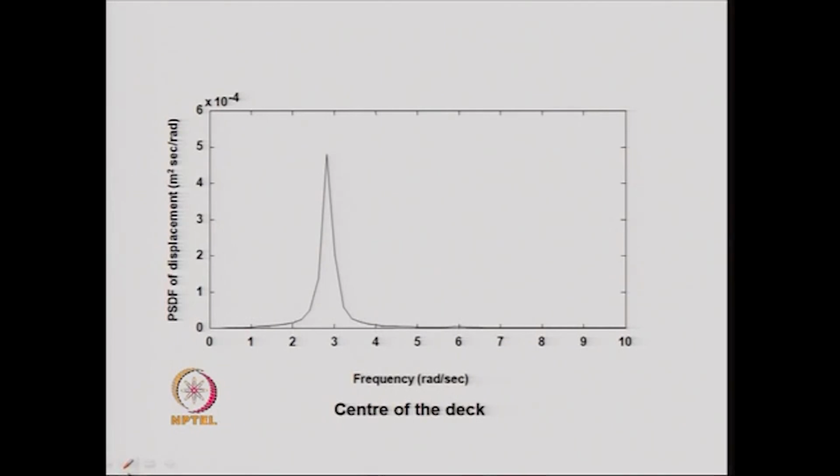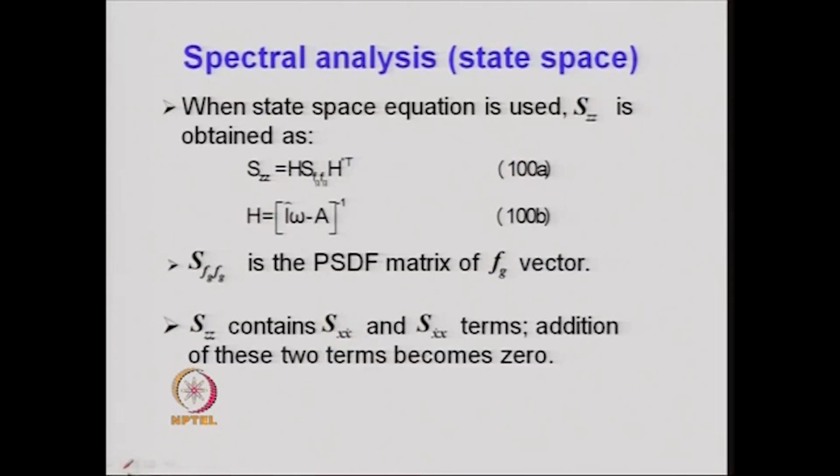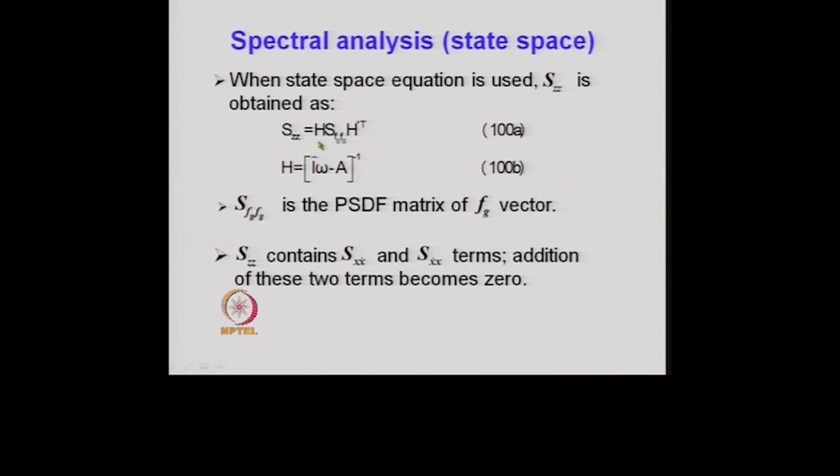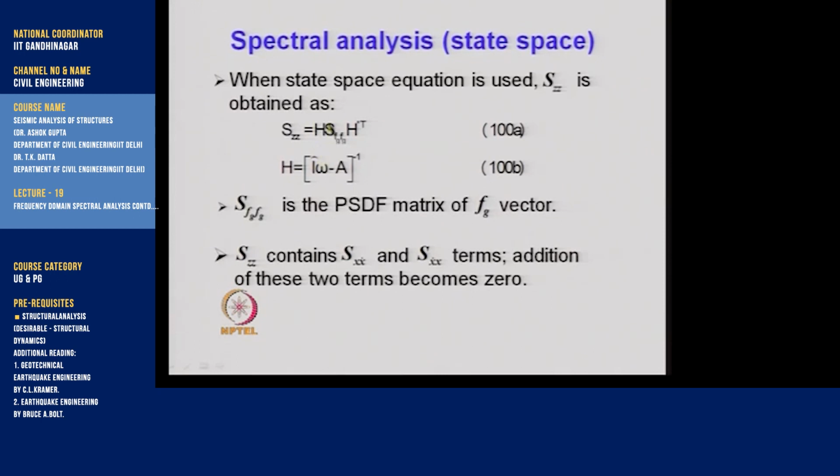Next we come to the spectral analysis in state space. So, when we perform a state space analysis, the equation that we use is Szz equal to H Sfgfg H star transpose. Now, this H is the frequency response function for the state space equation, and you now know what the frequency response function for the state space equation is.